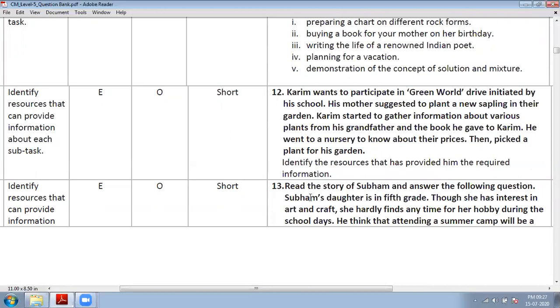So what will be the resources from this story? So the resources are Karim's grandfather and the book which is given by his grandfather. And his mother also, you can tell. One of the resources is Karim himself, after that his father, and the book which is given by his father. So these are the resources for completing this task.